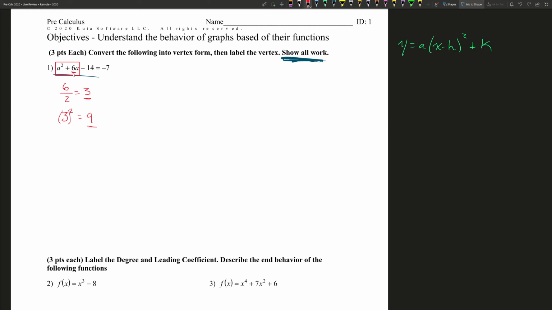All right, so when we do that, we get a squared plus 6a plus 9. All right, and that's our red box. And then on the outside of that, we still have minus 14 equals negative 7. And because we added 9 on the left, we also have to add 9 on the right.